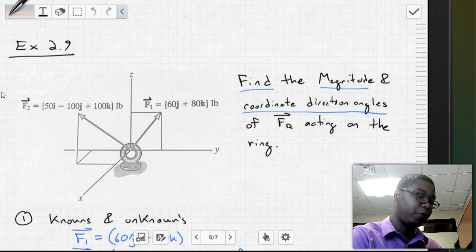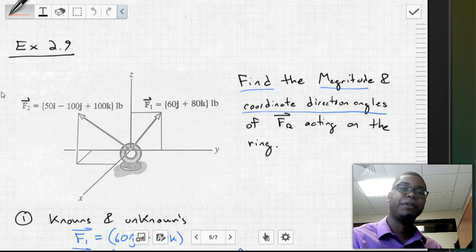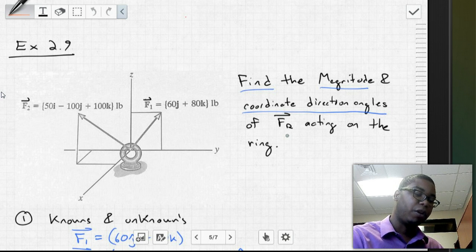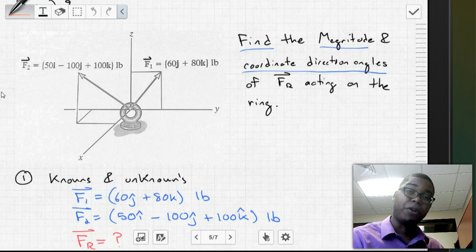Now let's do example 2.9. In this example, we have a hook, or a pin, and it has two forces, a force F1 and a force F2 coming out of it. And we're asked to find the magnitude and the coordinate direction angles of the force resultant acting on the ring. So we need to determine the force resultant and its direction angles relative to the x, y, and z axes. So let's go ahead and establish our knowns.